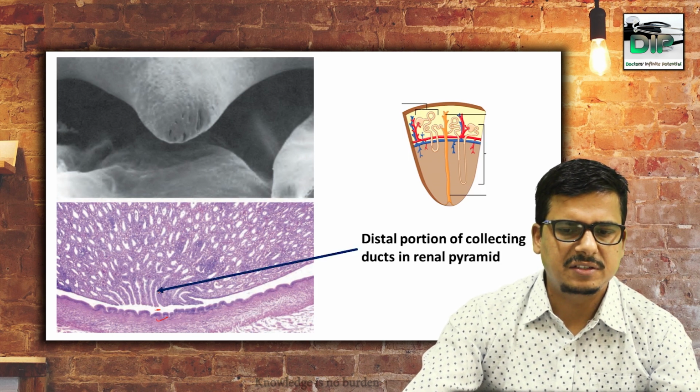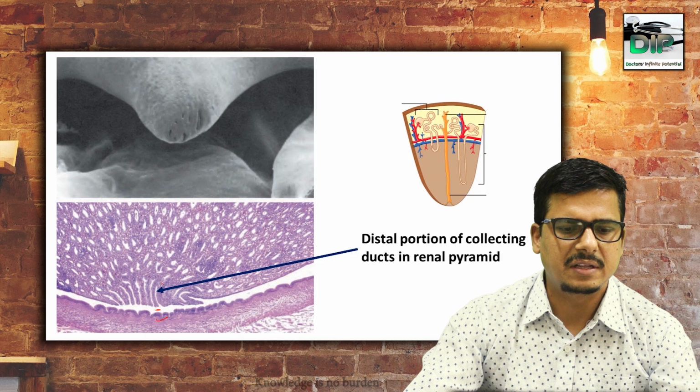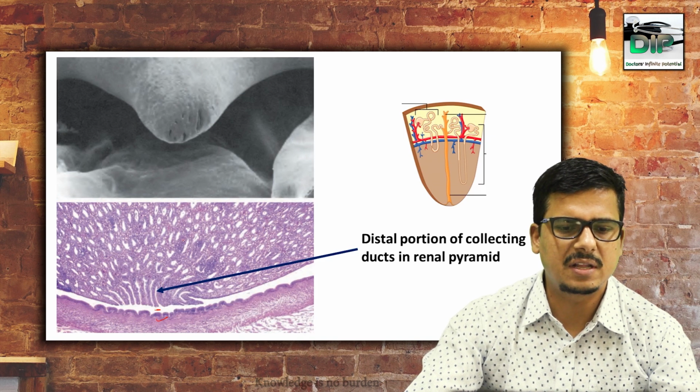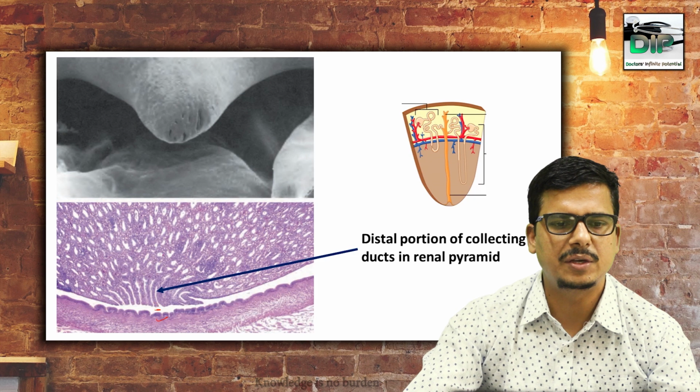So these are the distal portion of the collecting duct in the renal pyramid, through which the urine that is forming in the renal tubules comes to this space in the minor calyces, and through the major calyces and renal pelvis it goes to the ureter.